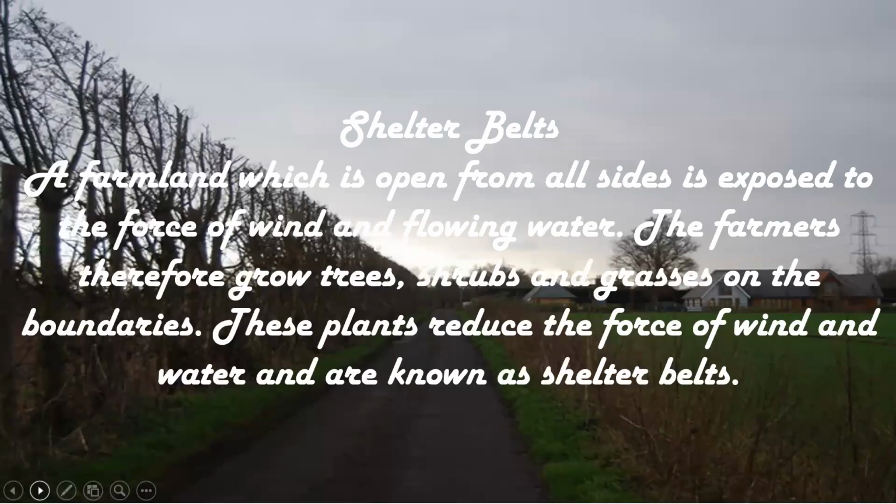Shelter belts. A farmland which is open from all sides is exposed to the force of wind and flowing water. The farmers therefore grow trees, shrubs, and grasses on the boundaries. These plants reduce the force of wind and water and are known as shelter belts.